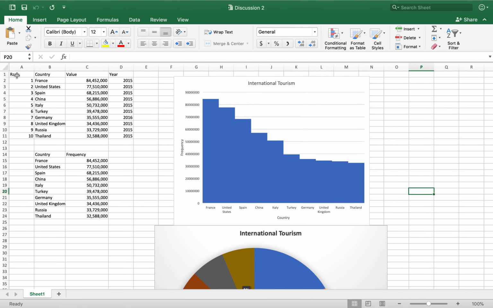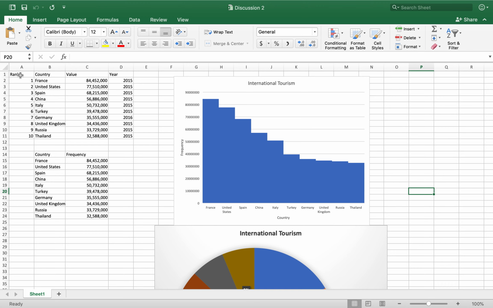And so I had the rank, country, value, and year, which was similar to the website's information. What the value is telling us is the number of arrivals in 2015 and 2016. So the rank would be considered an ordinal variable, the country would be a categorical variable, the value is a quantitative variable, and the year is an ordinal variable because it was the year they traveled to that country.